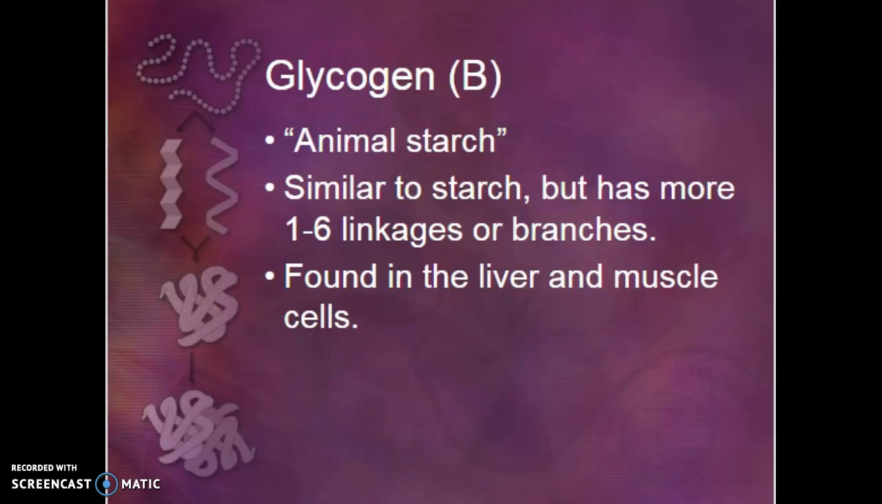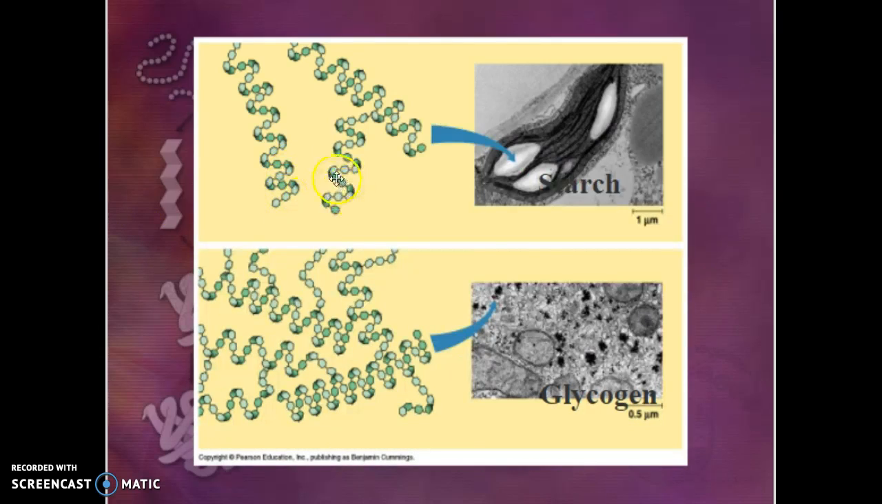Glycogen is related to this, has more 1,6 linkages or branches, really similar to starch. It's essentially our version of starch. We find it in muscle and liver cells, and it provides fuel for us. Remember, that's what we said plants did with starches. That's their fuel, their energy source, and that's one of our energy sources. Of course, we know we have to use ATP and all that kind of fun stuff.